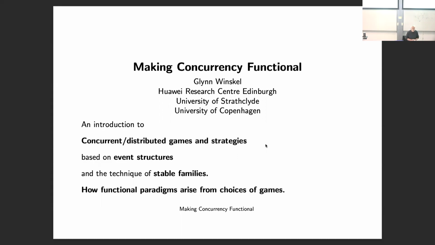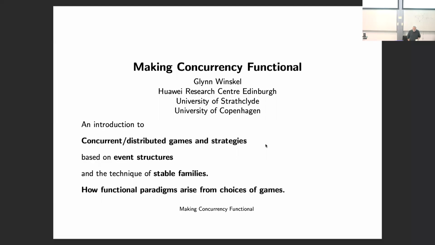And then when developing these games about 10, 11 years ago with a chap called Sylvain Brideau, who came over as an intern from ENS Paris, we found that some old stuff that I'd done in the early 80s on stable families was a good way of working with these event structures. And I'll tell you about that. That's a kind of secret tool for working with event structures that's not as widely known as I think it should be.